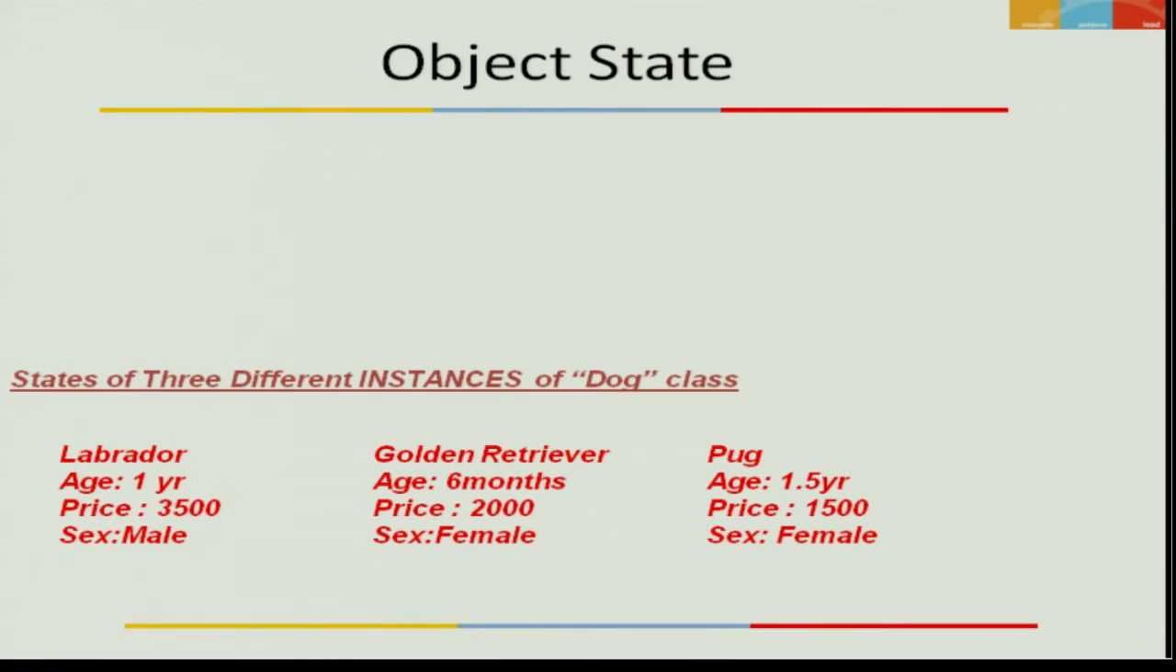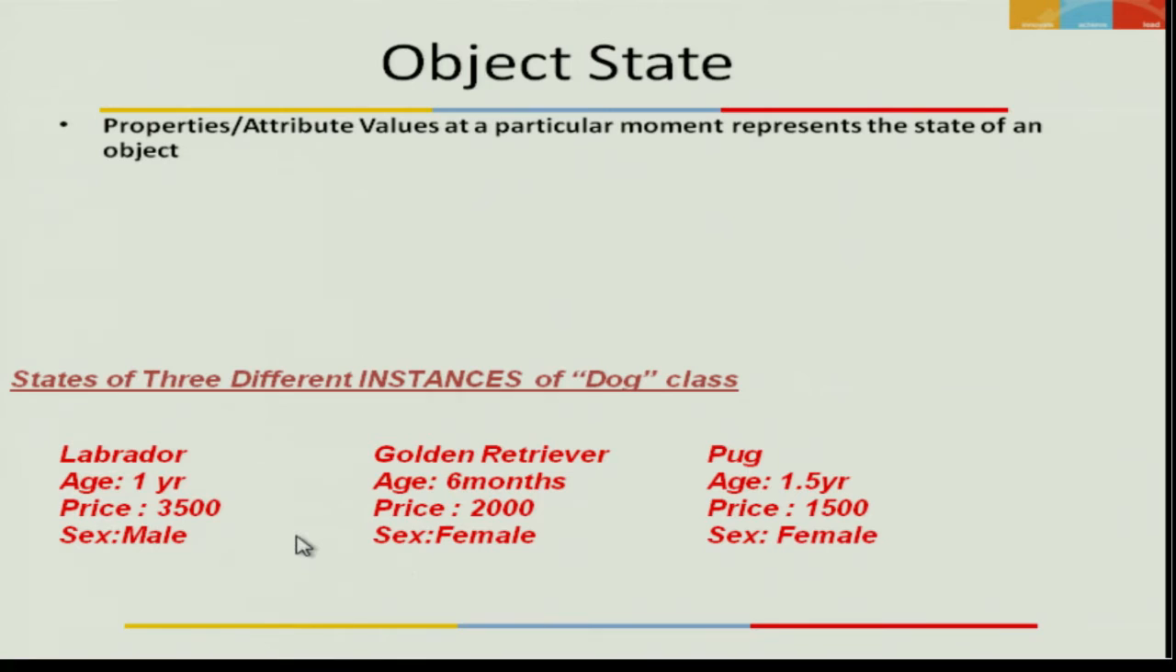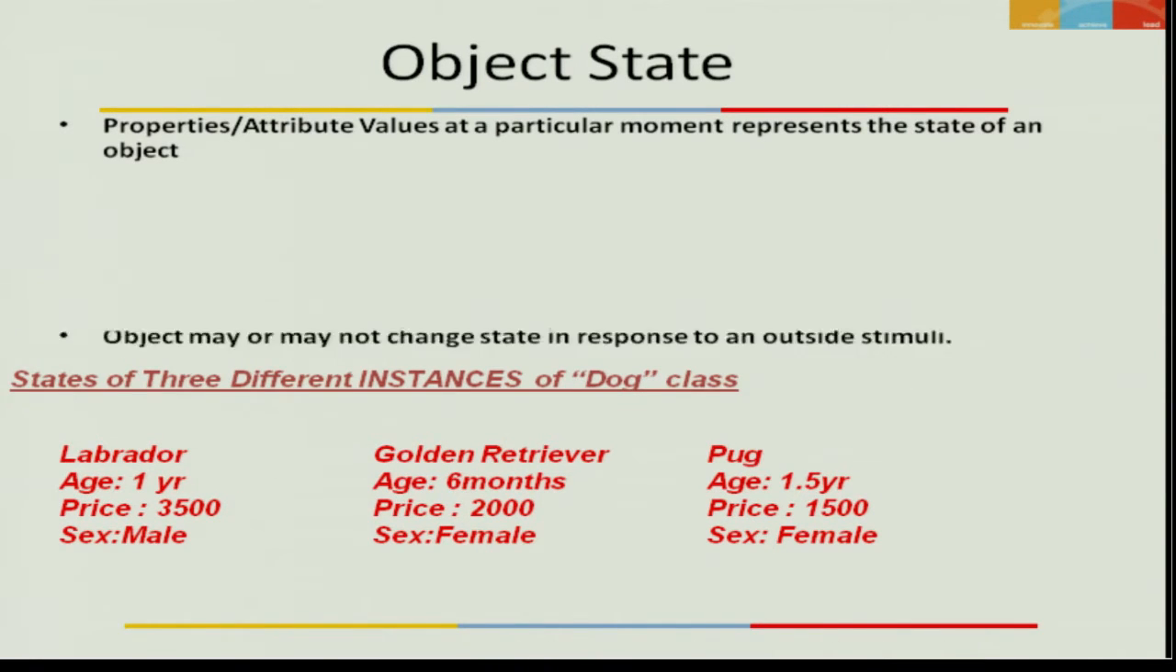So states, an object actually has a state. Class really does not have a state, but object has a state. So let's look at what are those states. Essentially, the state means the properties and attribute values at a particular moment during runtime. That's very important. Object state is meaningful only when the object is existing, and object exists only when the program runs. So when the program runs, the object is created and object attribute values are present, and those attribute values actually represent the state of an object.